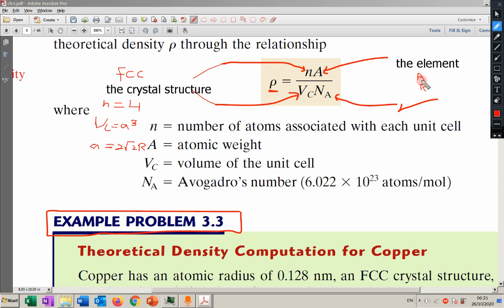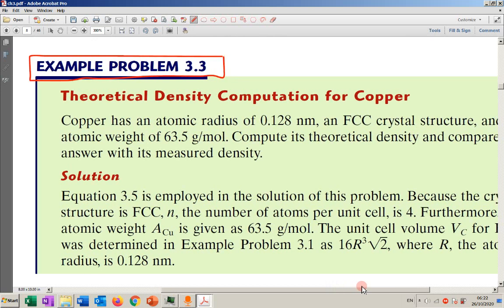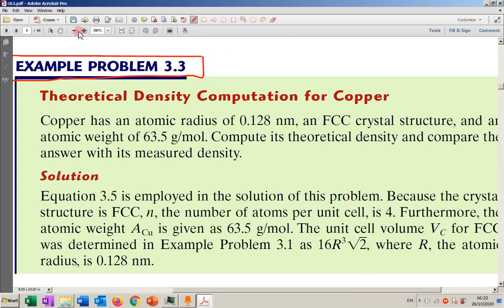Because if I know the element, we can use that table, which we're going to use in a bit. We can get the radius and the atomic weight. From the crystal structure, when I say FCC, I got n to be 4 atoms. It's cubic, so the volume of the unit cell is a cube, and a has a relation with R, which is 2 root 2 R. This is how we're going to use this equation. So we have to look for the element and the crystal structure in order to calculate the density. The element is going to give us the atomic weight and radius, and the crystal structure is going to give us n and Vc.